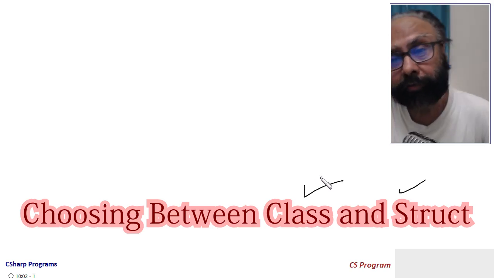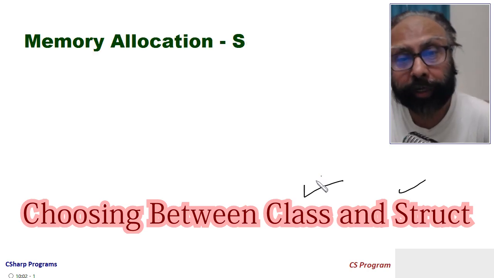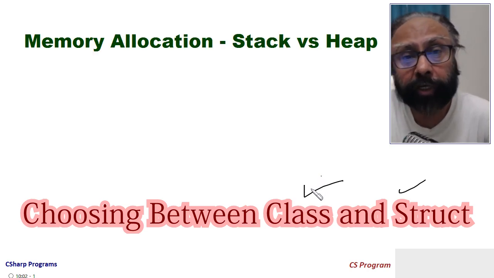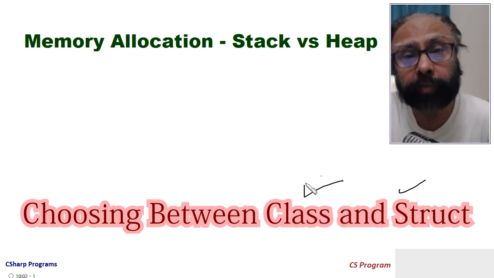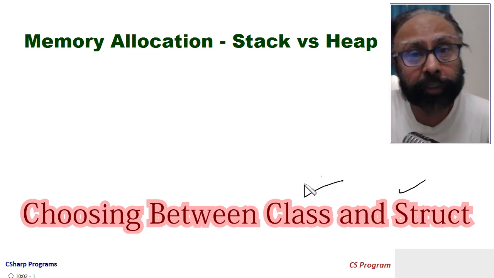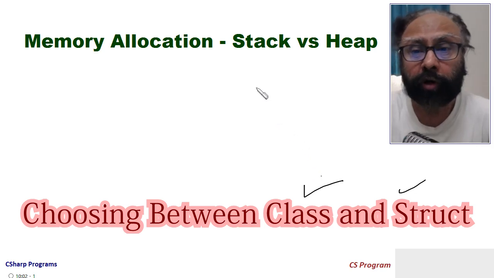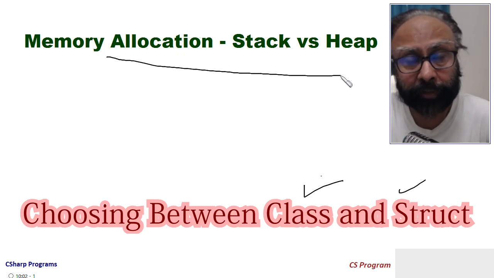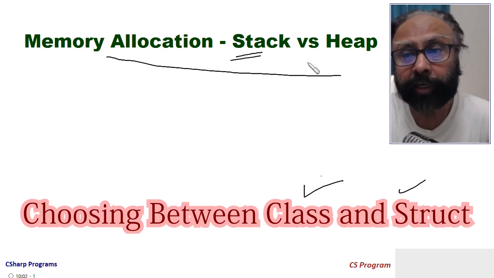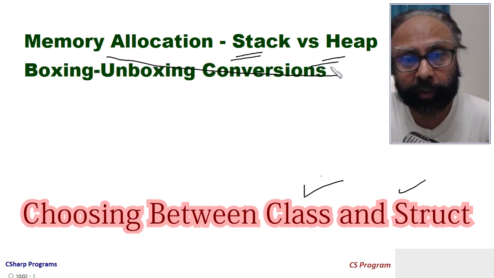Now here we have 3 points that we need to understand. Maybe you already know them, but it's on the basis of these 3 points that we should be able to decide, and in the end I'll give a summary of what to use when. First is the memory allocation. One is created on the stack, the other is created on the heap. I'll go into the details of this in a moment.